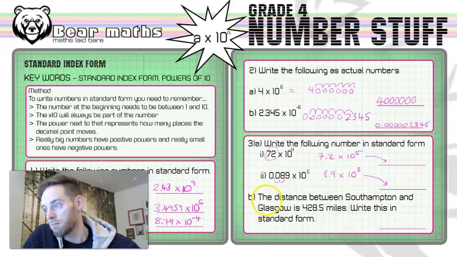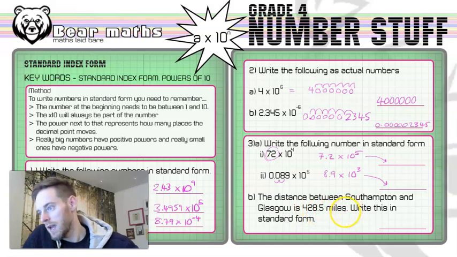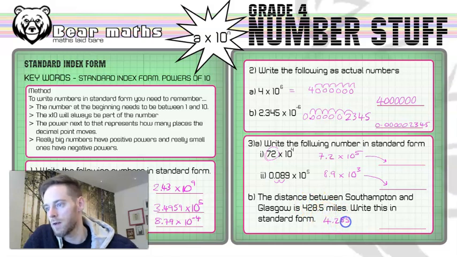Now, B, this is just a worded problem, but actually it's pretty simple. The distance between Southampton and Glasgow is 428.5 miles. Look that up, it's actually real. Write this in standard form. Okay, so let's put that decimal place, number between 1 and 10. So it becomes 4.285. We've moved it 2 places back, so times 10 to the power of, and it's a big number. It's not a 0 point number, so it's gone back 2 places. There you go. There's our answer. That's it in standard form.